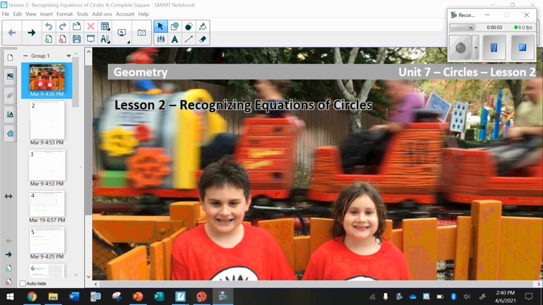Hello again. This is Unit 7, dealing with circles. Lesson number 2, we're going to practice the process of completing the square to find the center and radius of a circle and recognizing the equations of circles. So the equation of a circle will have an x squared and a y squared both.